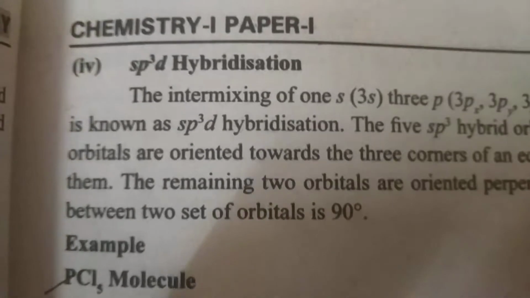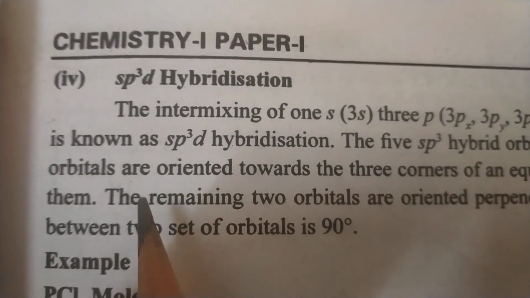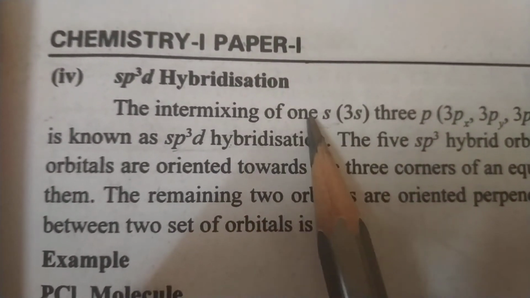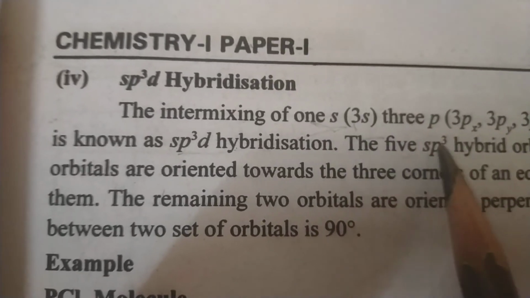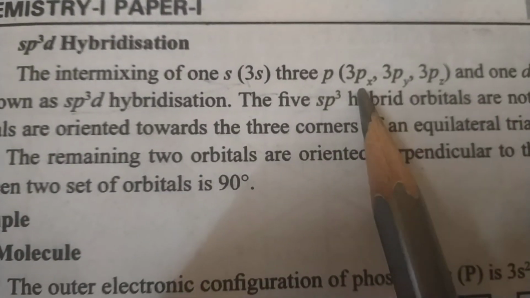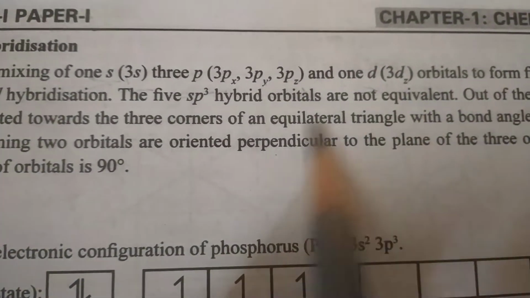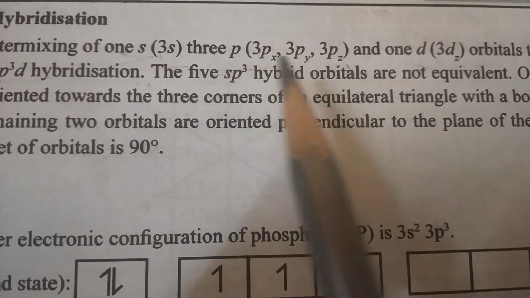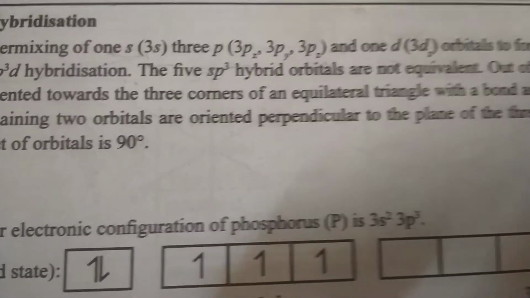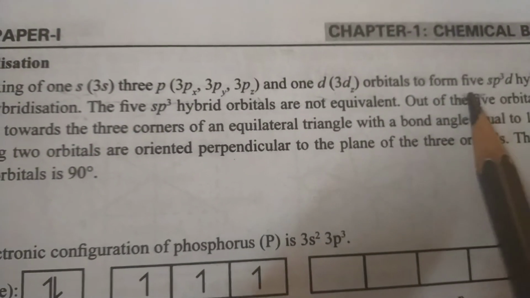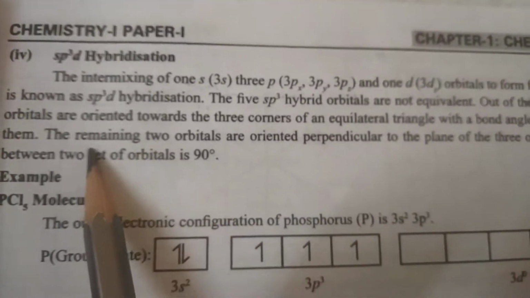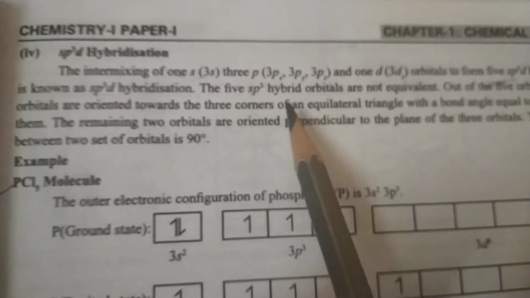Now come to sp3d hybridization. Simply as usual, the intermixing of one s, that means 3s, 3p, that is 3px, 3py, 3pz, and one d. Here 1s, 3p and 1d. Orally 1 plus 3 plus 1. Total how many? 5. To form 5 sp3d hybrid orbitals.